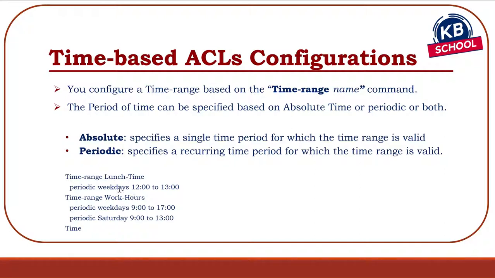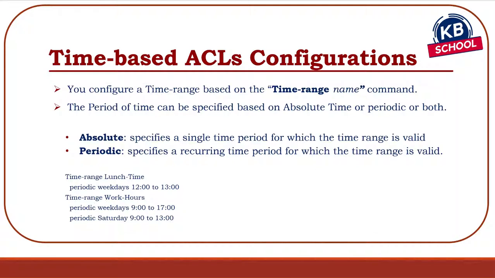For example, over here, I can say lunchtime is between 12 to 1. Again, 1 you don't write as 1, you write it in a 24-hour clock format. Work hours, you can say periodic. You can have multiple periodics, but when you have multiple periodics, it's an or statement between them.